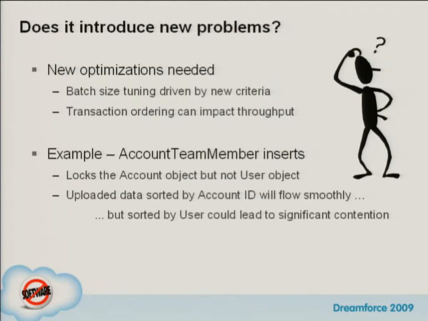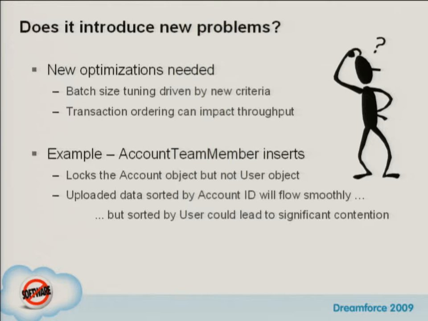Are there new problems? Well, not really. We talked about how there are some different tunings that are needed. We talked about how maybe the 10,000 batch size isn't the right model. We talked about some of the error handling. Maybe you want to handle the import in a slightly different way. So it's really new optimizations as opposed to new problems. And so we just threw out this one example.